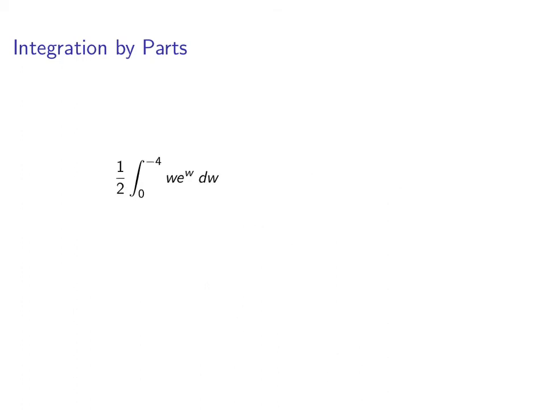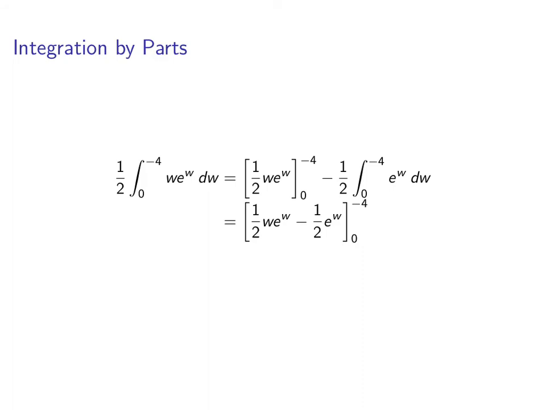Alright, so let's put all this together. uv minus the integral of v du. And the 1/2 gets pulled out in front. Then when we integrate the e to the w, we'll just get e to the w. And so that's how we have the 1/2 e to the w here. And you keep in mind that this minus 1/2 came along for the ride. Then if we plug everything in, we'll get something that looks like this. And so this is our final answer.